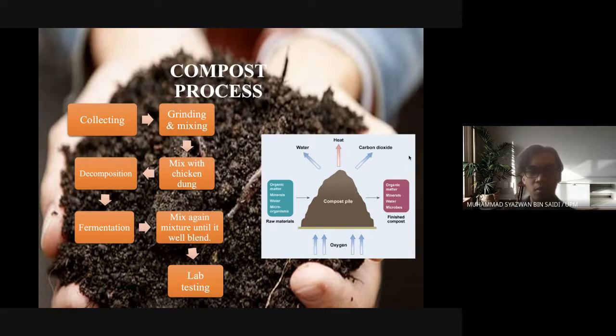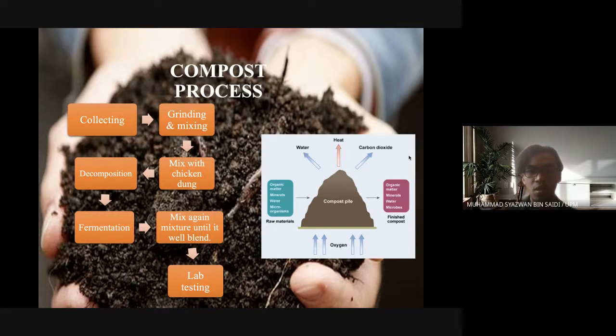So for this slide, this is the basic concept for composting and the simple flow of composting oil palm frond. I will explain in a little detail the process flow for the oil palm frond until it becomes compost. So first, the process of composting the oil palm frond started by collecting the pruned oil palm frond and grinding the oil palm frond using a grinding machine.